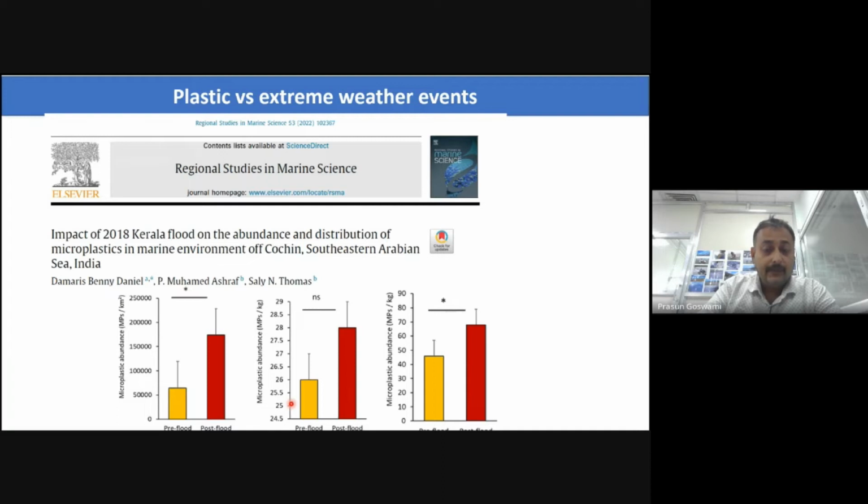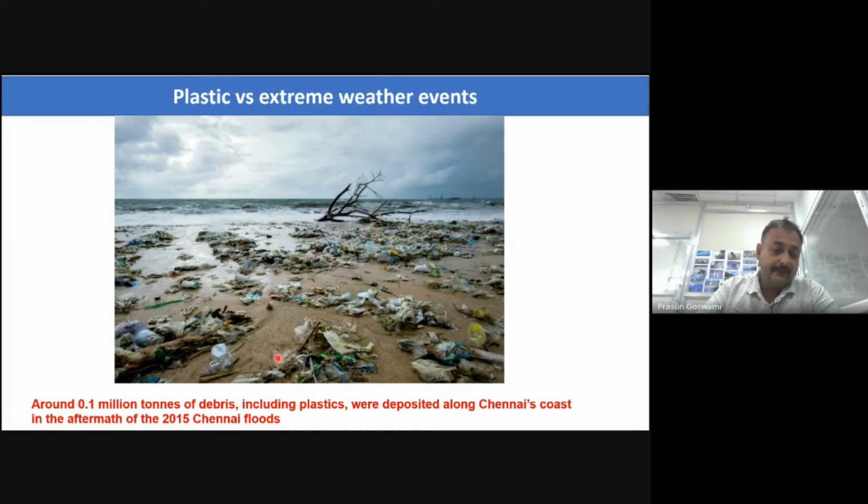Not only cyclones, even coastal floods, like the 2019 Kerala flood on the southwest coast of India, caused an increased number of plastics in water, bottom sediment, as well as beach sediment. Again, some media reports suggest nearly 0.1 million tons of debris, including plastics, were deposited along Chennai's coast in the aftermath of the 2015 Chennai flood. So all these reports suggest that plastic pollution is also linked with extreme weather events.